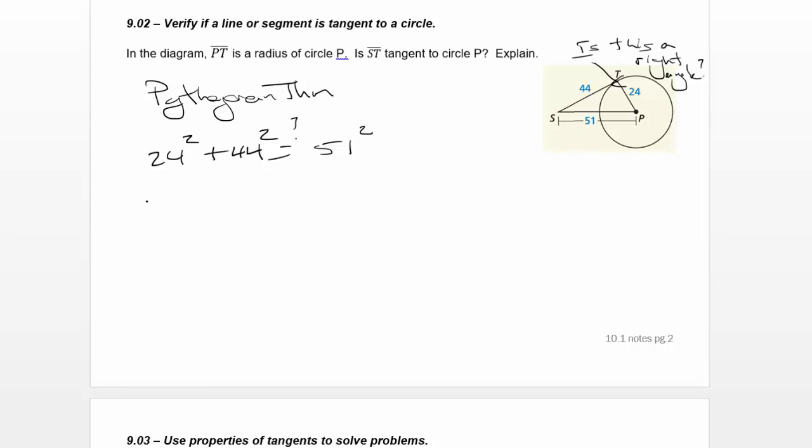According to my calculator, 24 times 24 is 576. 44 squared is 1936. And 51 squared is 2601. Without actually adding these together, I can tell right off the bat that they are not equal. The last digits in both of these numbers are 6. 6 plus 6 is 12. That means this number has to end in a 2, but unfortunately it ends in a 1. And by adding them with my calculator, I get 2512, and this is clearly not 2601. These are not equal, so this is not a right triangle.